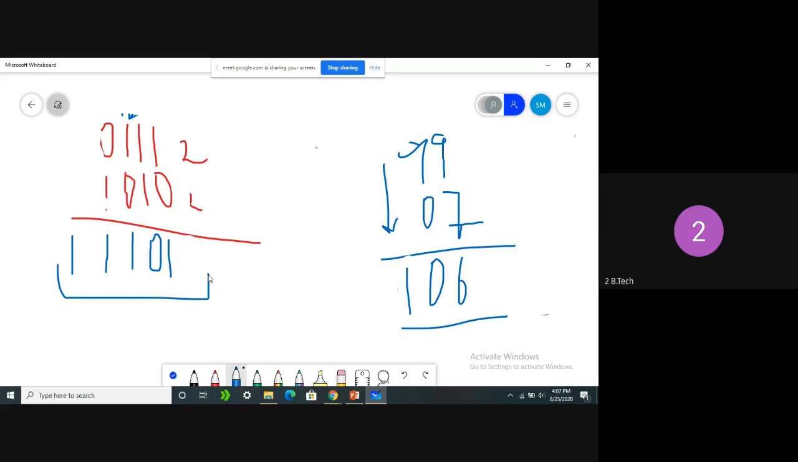0 minus 1 is never possible. So we are taking 1, or we are borrowing 1. That bar is represented here. So if you are borrowing 1, what is happening?